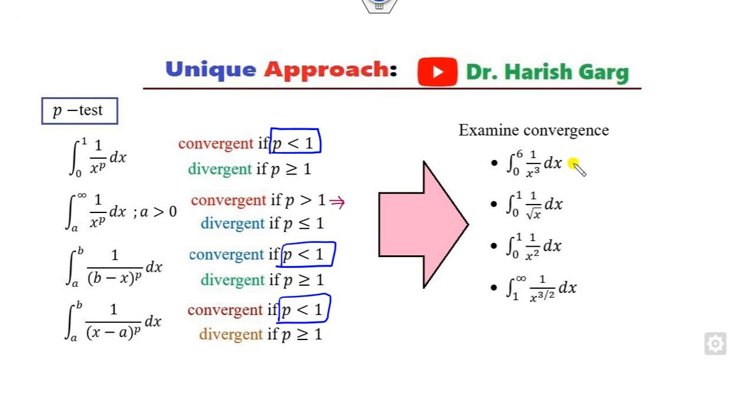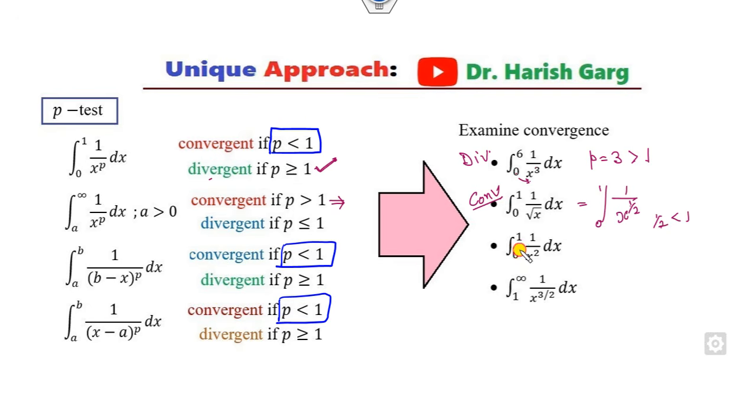Now look at that. First of all, because 0 is there, what is p? You can see p is 3, which is greater than 1. So what is the meaning of that? It is greater than 1 here, so that means it is divergent. Now look at that. I can write this as x to the power half, and half is less than 1, so it is convergent.